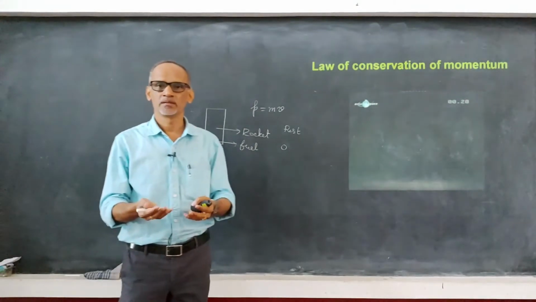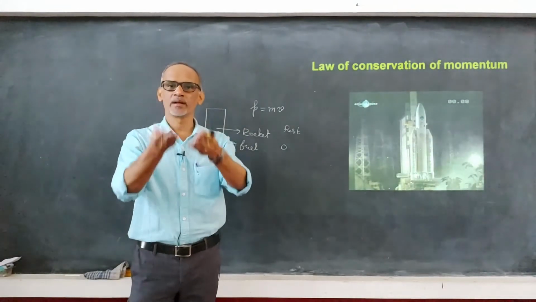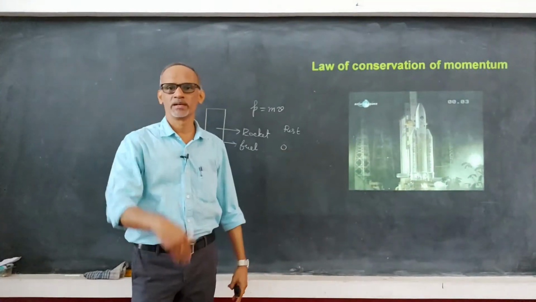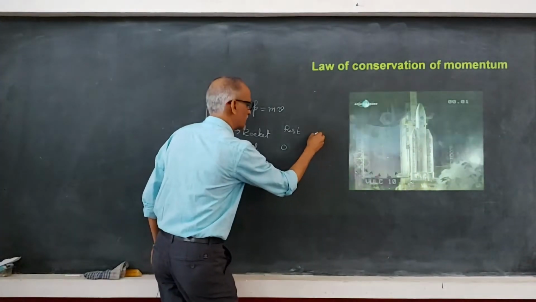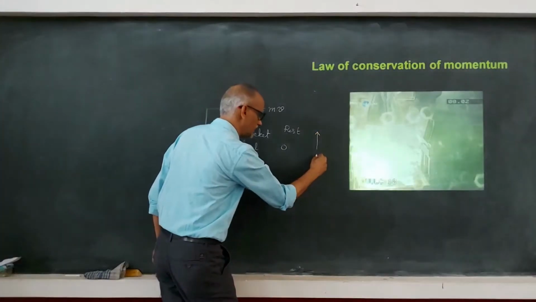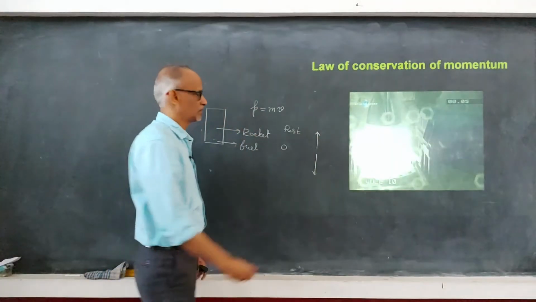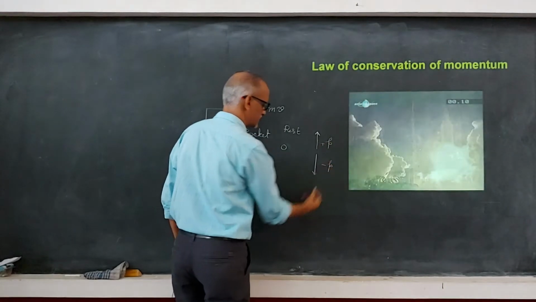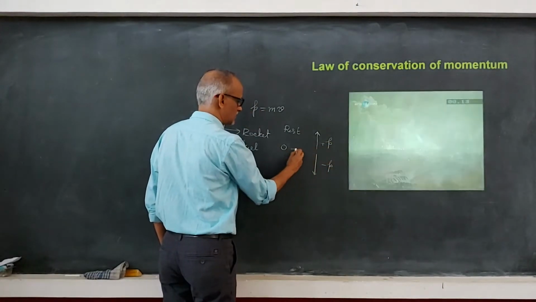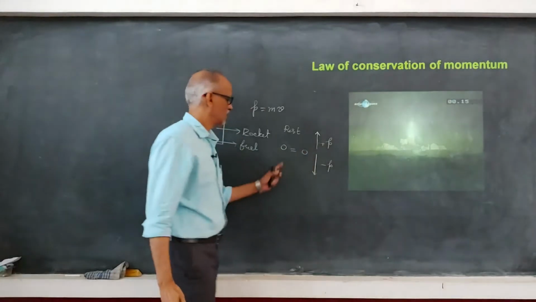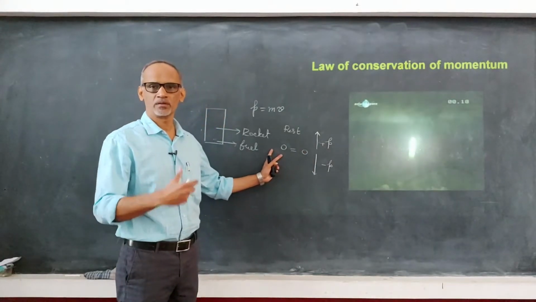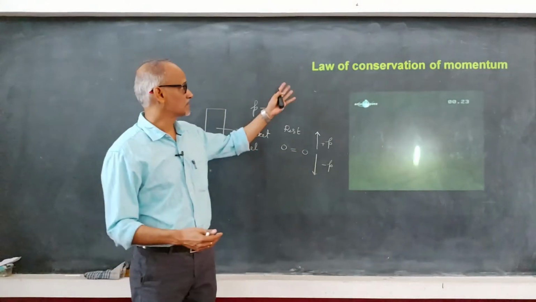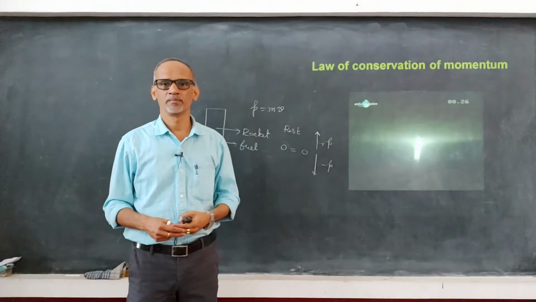But once the rocket starts moving in the upward direction, why does it move upward? Because the burnt fuel moves, you can see that, in the downward direction. So one has momentum in the upward direction, the other has momentum in the downward direction. One momentum is taken as positive, the other as negative. So when you add this, you will get that also equal to 0. That means total momentum before launching is equal to the total momentum after launching the rocket, and that is called the law of conservation of momentum.